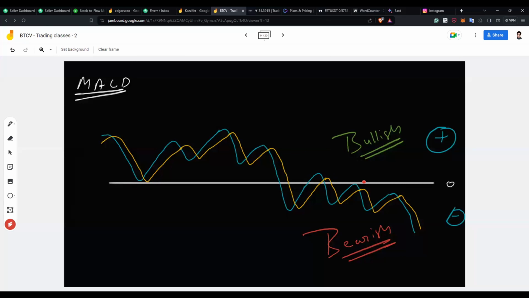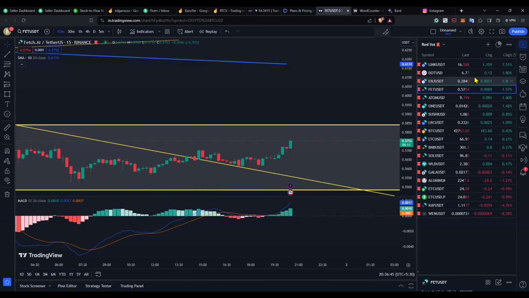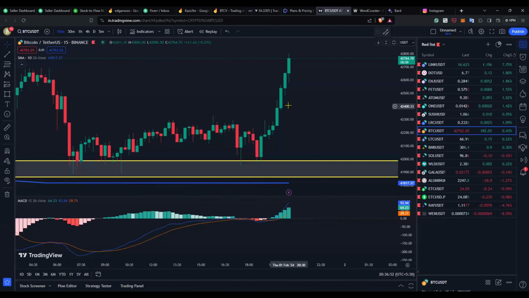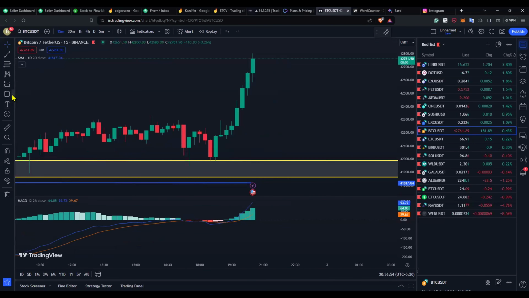And of course, if we get the same kind of cross in the negative, bearish area, then of course we can be bearish. Now let me show you one example of this right now. I am already in a trade. It's a very small trade, of course, just a couple of $100. But I just wanted to show you the example which I was telling you about in the previous class.